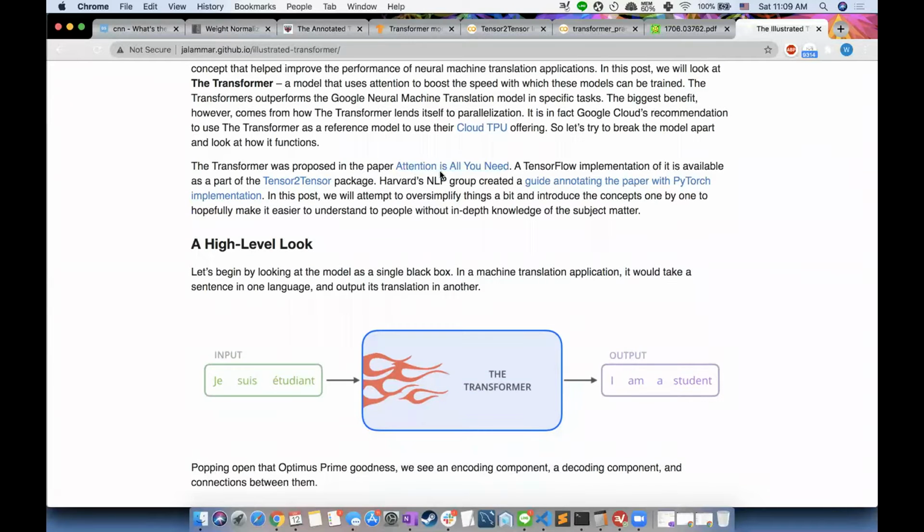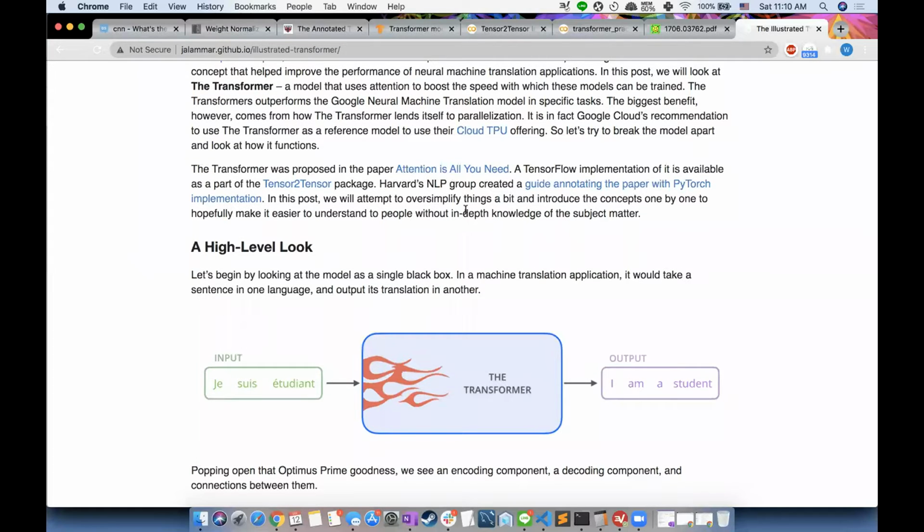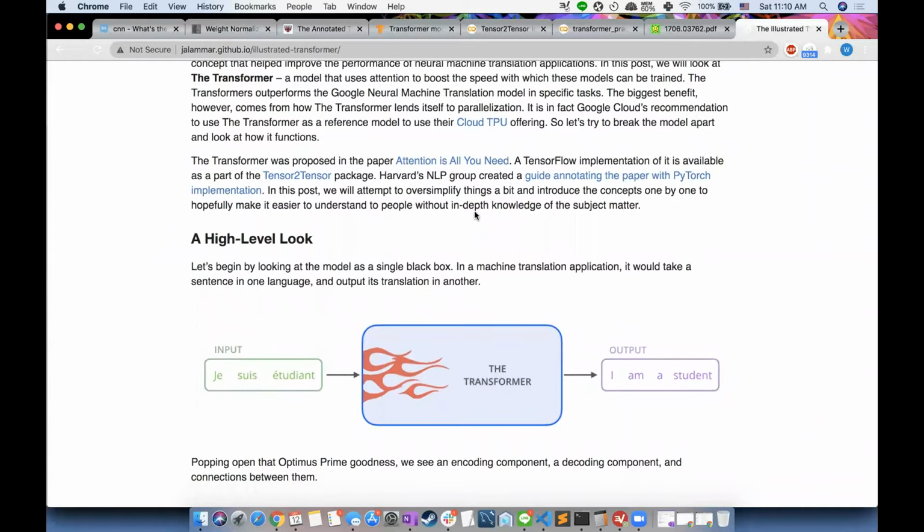It was proposed in the paper Attention Is All You Need. But it's actually probably self-attention is all you need, because this is not the original attention paper. The original attention paper is, I think, from 2014 by Bahdanau, I believe. So this is more so self-attention with encoder and decoder.